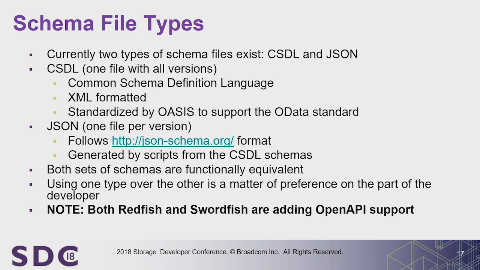And Jeff's already talked about, we're kind of moving away a little bit from the OData stuff and starting to add the open API support. CSDL, everything's all in one file. The JSON files are all created from tools from CSDL. I will always go look at the CSDL ones because that's where we do all the work. So if you have questions, I will look at the CSDL ones. They're functionally equivalent. Not everything is actually in both files because of some differences between the schema languages, but they are functionally equivalent.